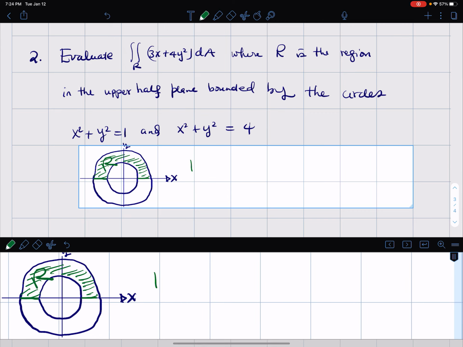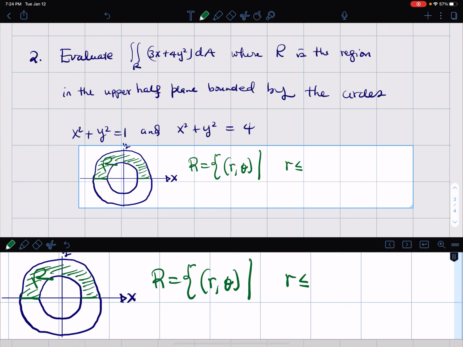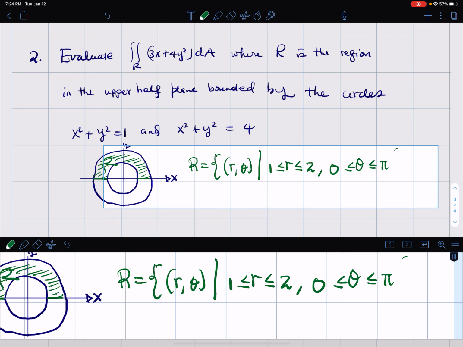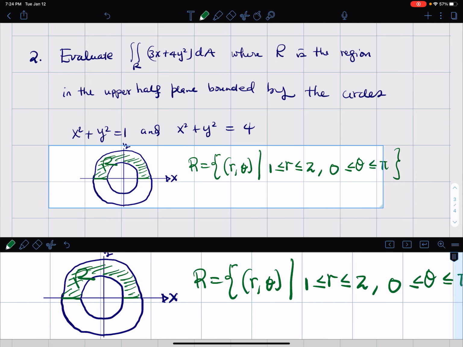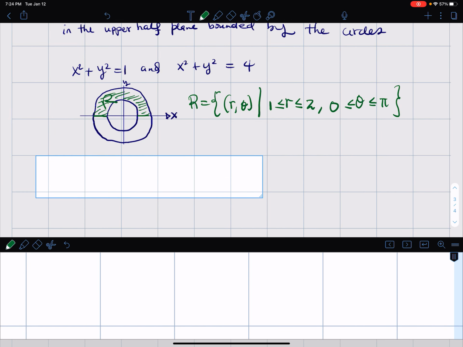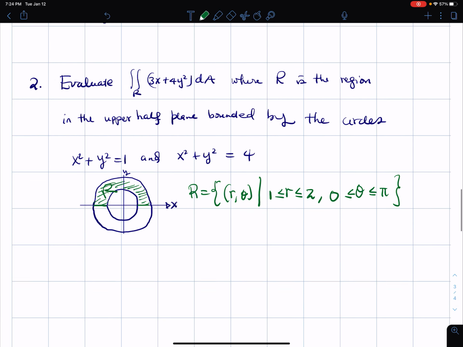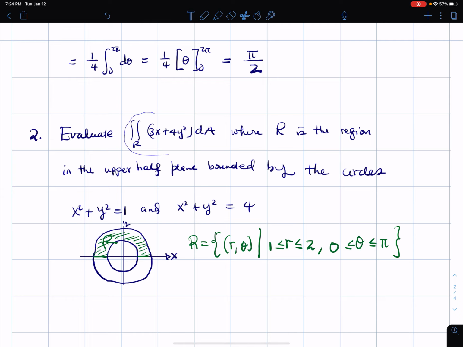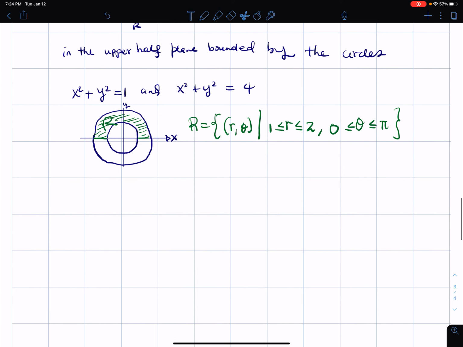So this is our region. So our region R, let's write it in terms of the polar coordinates. It's going to be r theta, such that r goes between 1 and 2, and theta now goes between 0 and pi, 0 to 180 degrees. That is our region. All right. Now we can set up our integral. The integral we're looking for is this integral right here. I'm going to copy it and put it right here.